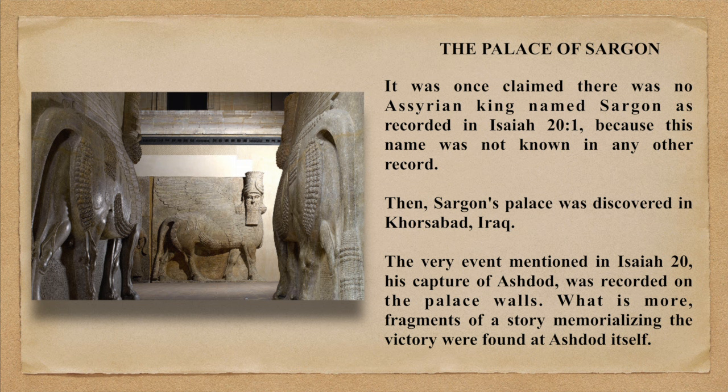Well, Sargon's palace was discovered in Khorsabad, Iraq. The very event mentioned in Isaiah 20, his capture of Ashdod, was recorded on the palace walls. What is more, fragments of a story memorializing the victory were found at Ashdod itself.